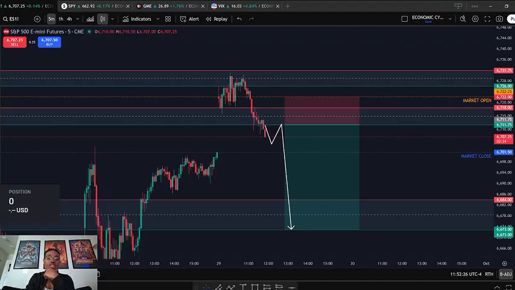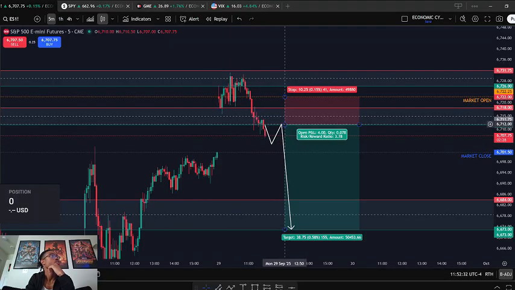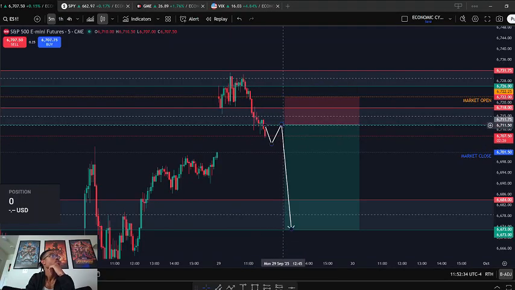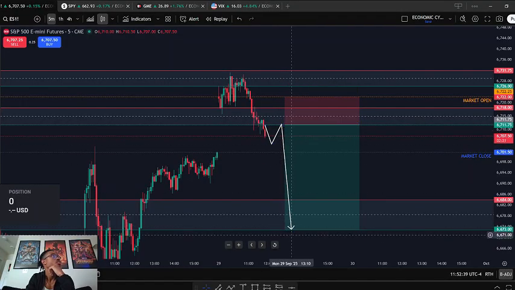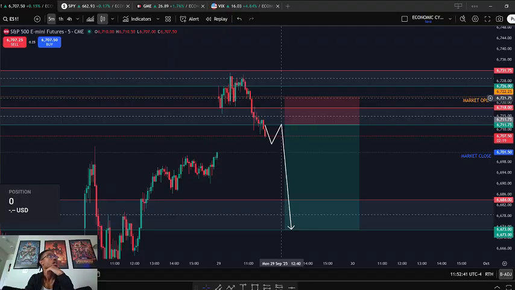All right, so we finally got a successful sweep. The only thing that we're looking for beyond this point is a retest. If we get a clean one, then we'll short 67.12 or 67.11.75 all the way down to 66.73 with a stop of 67.22.